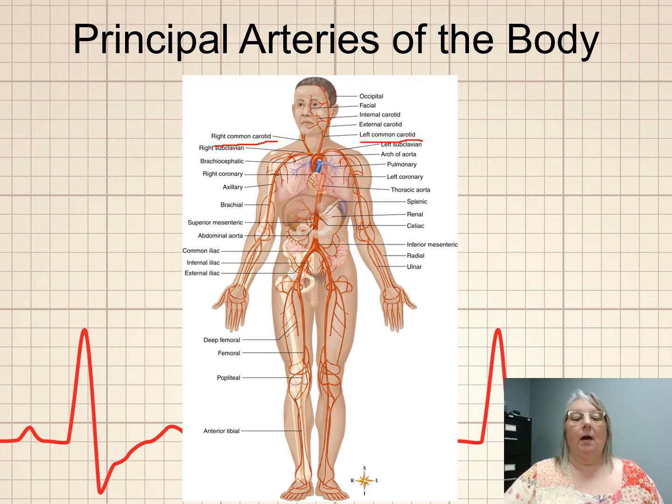Then you have a radial pulse and an ulnar pulse. They're right here, right on the wrist. And you'll see that they line up with the vein that they're related to. So they would be just like that.